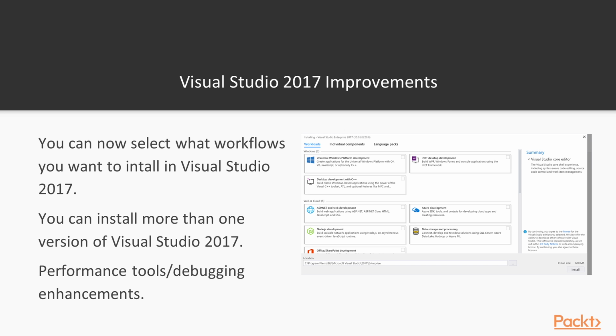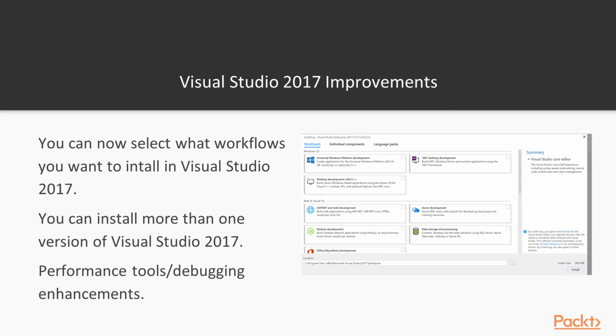So under the Visual Studio 2017 improvements, we'll learn about the new installer, how you can select the different workflows of Visual Studio. For example, if you're a desktop developer, you can only install the stuff for building desktop applications, or if you're a web developer, etc. You could also install more than one version of Visual Studio 2017. That means if for some reason you want the Community Edition and the Enterprise Edition, you could do that.